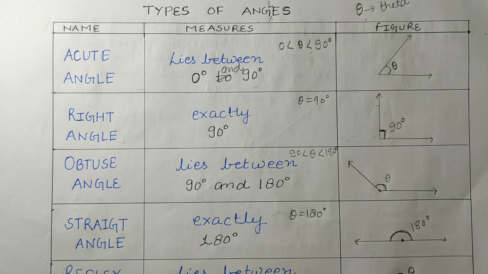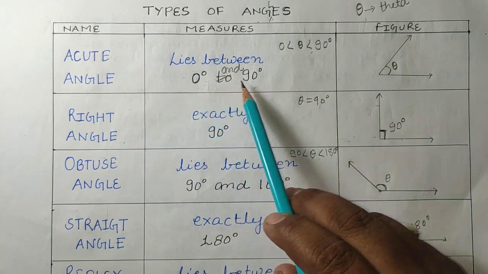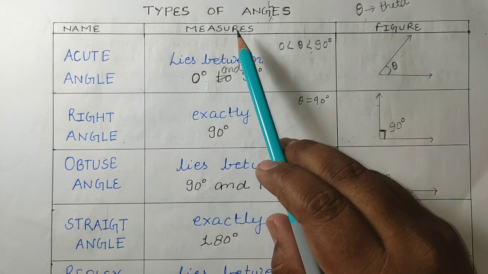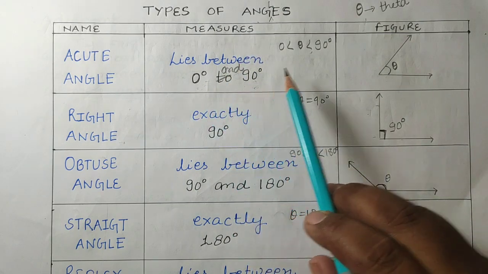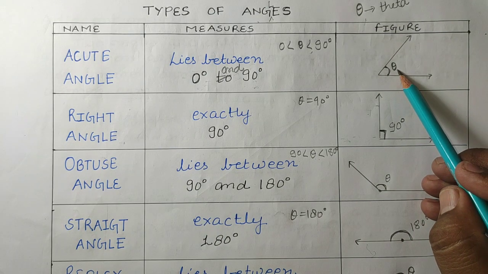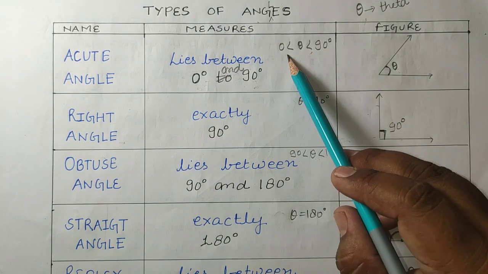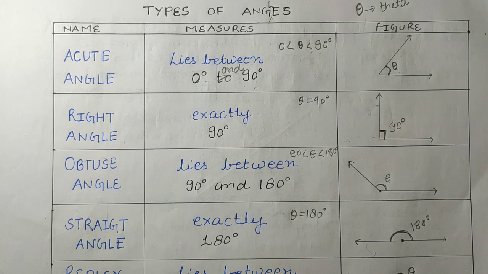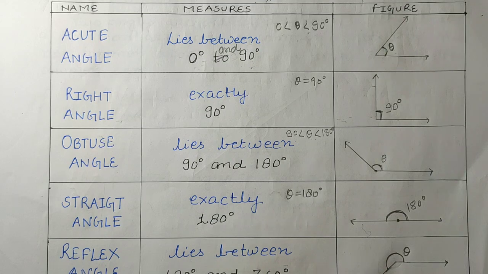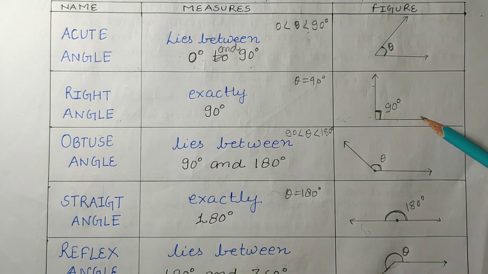The next topic we studied was types of angles. We have seen the acute angle. Acute angle means the angles whose measure is between 0 degree and 90 degree, and the figure is like this. If I suppose the angle is theta, then the value of theta is between 0 and 90 degree. The second type was the right angle. In a right angle, the angle is exactly equal to 90 degree, like this.